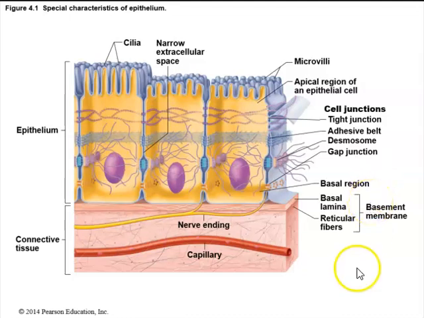When we talk about epithelium being avascular, meaning we don't have a direct blood supply to the epithelium, rather within the connective tissue below the epithelium, we can see that we have capillaries which provide blood to the epithelium, as well as innervation from nerve endings within the connective tissue that go to the epithelium.